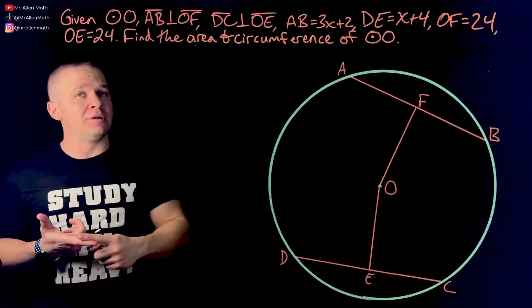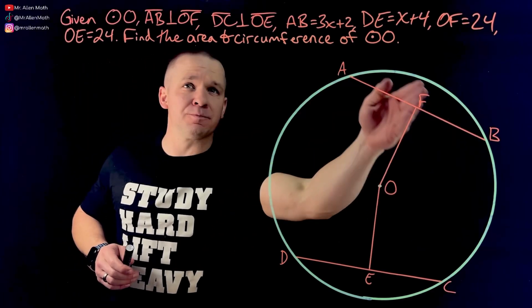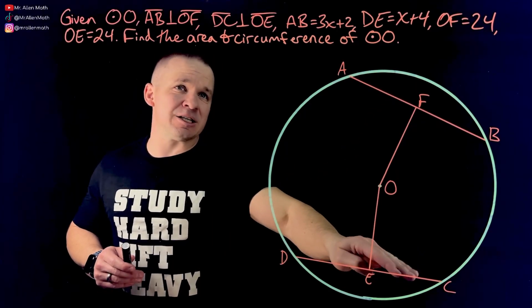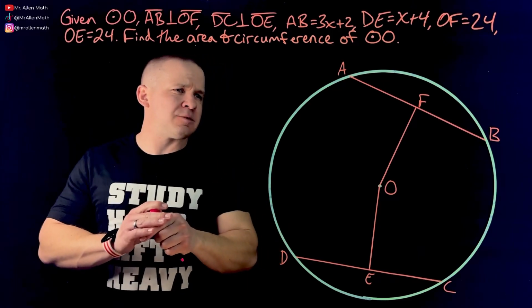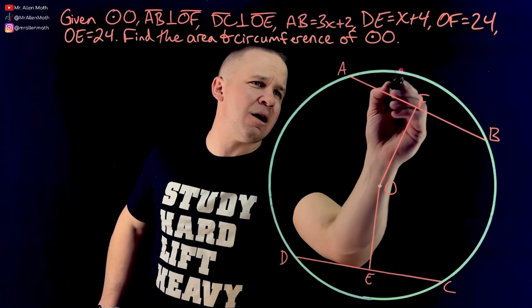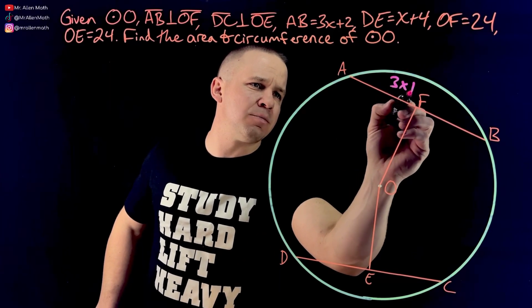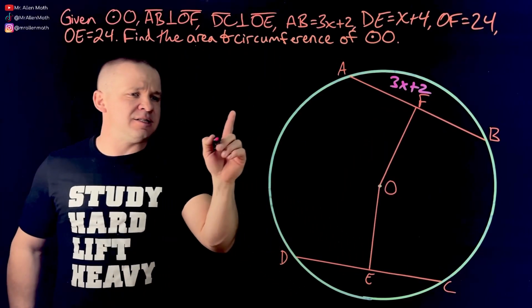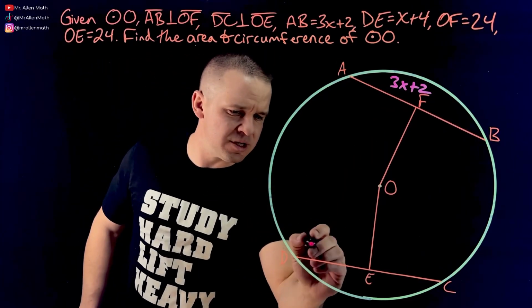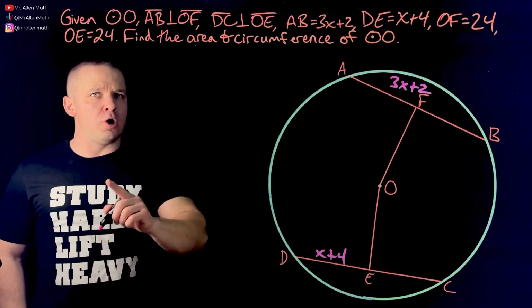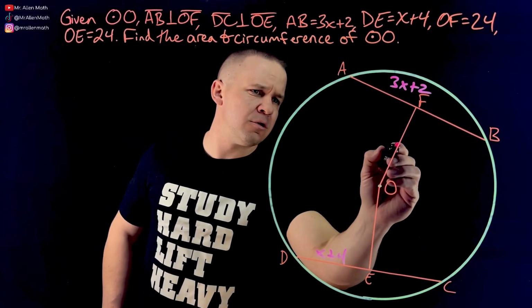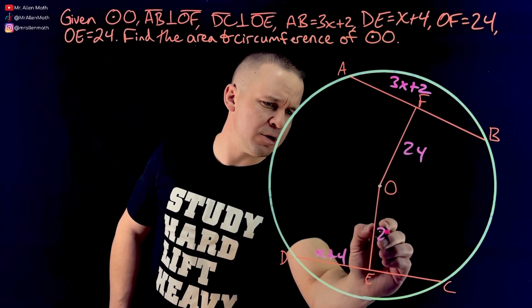We've got a lot of given information in this one. I've got circle O, AB is perpendicular to OF, DC is perpendicular to OE. AB is 3x plus 2. I'll go ahead and write that down right now: 3x plus 2. And then DE is x plus 4. OF is 24 and OE is 24.